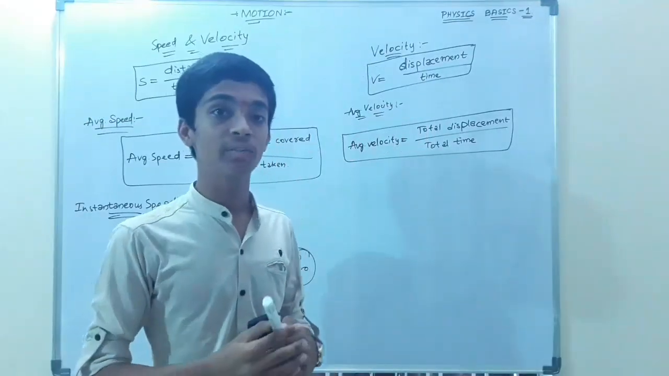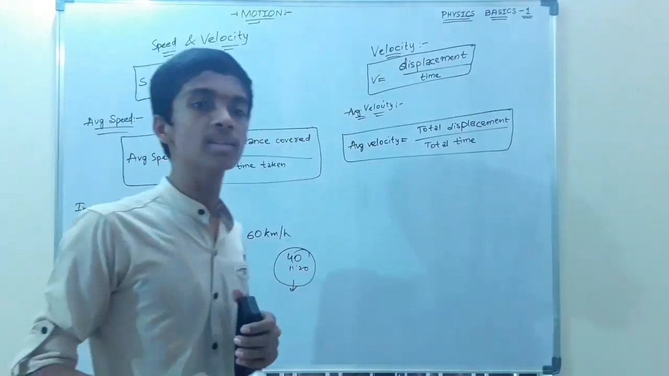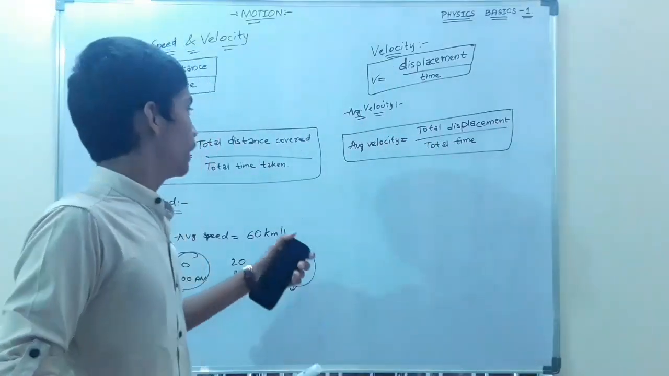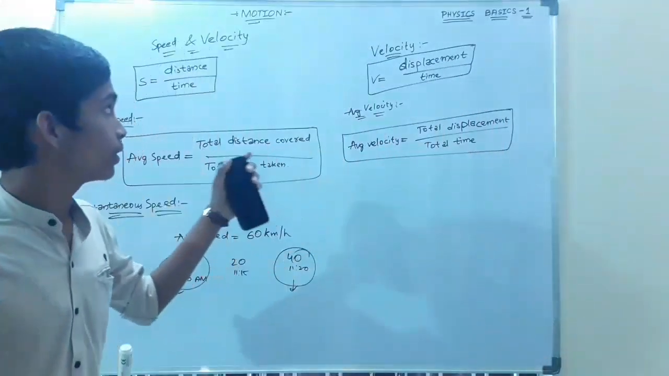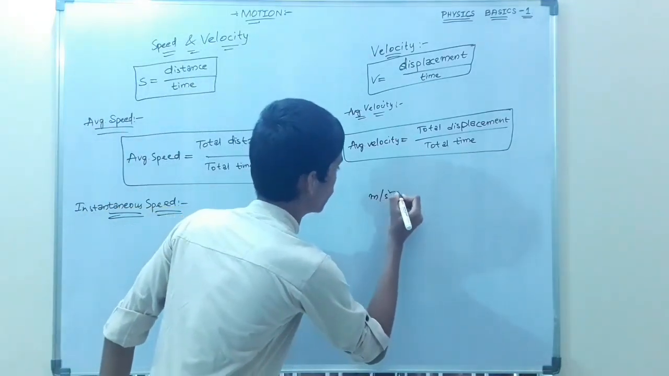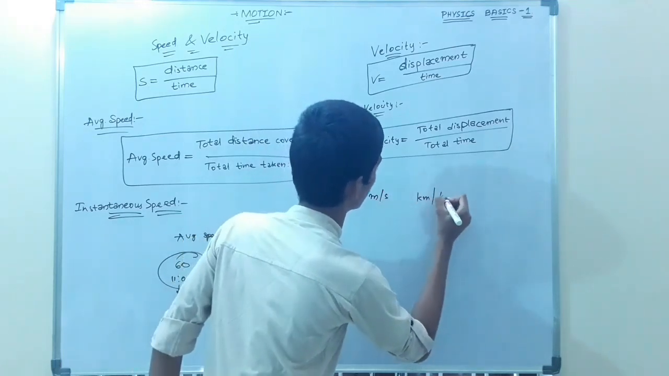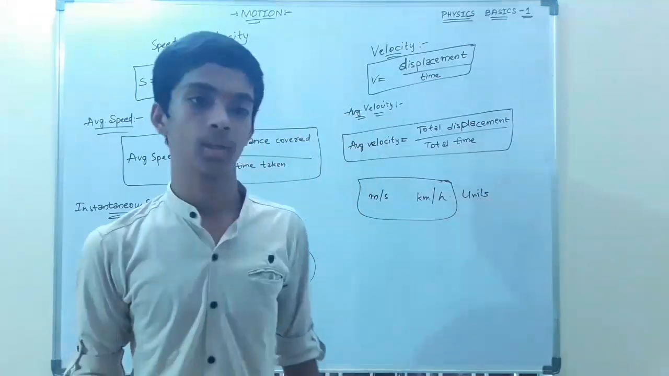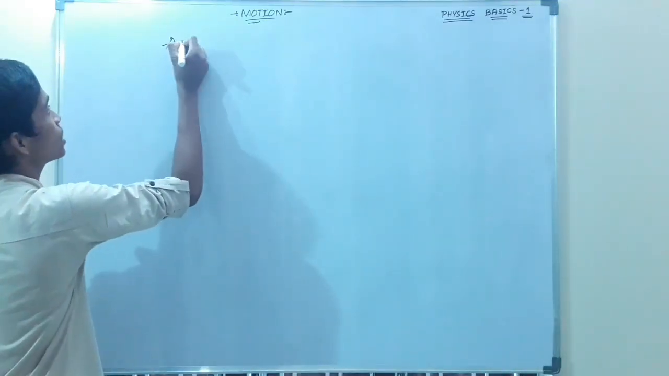And what are the differences between speed and velocity? Speed is a scalar quantity, whereas velocity is a vector quantity. The similarity is that the units for speed and velocity are the same, that is meter per second and kilometer per hour. And now let's go for acceleration, that is the last concept.